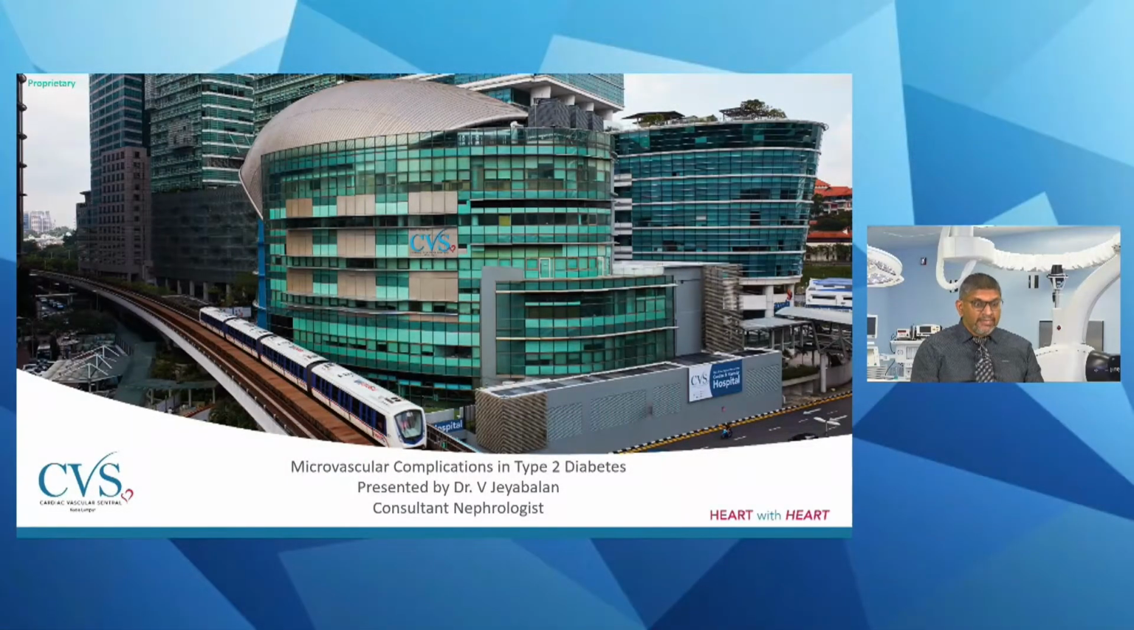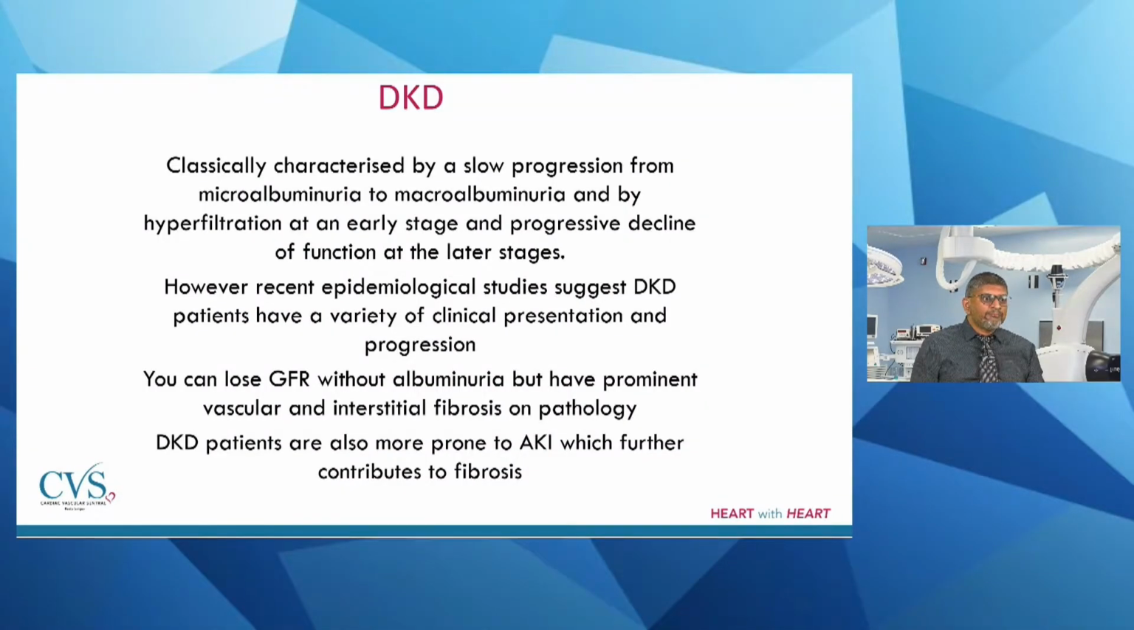Hi, good evening, everyone. I'm going to be talking about microvascular complications in type 2 diabetes, in particular in relation to the kidneys, because that's my subspecialty. Diabetic kidney disease is the most important cause of chronic kidney failure in this country. 40% of our patients on dialysis are due to diabetes mellitus. Every year we get 1,000 people going on to new dialysis in this country. There's about 40,000 people on dialysis currently in this country.